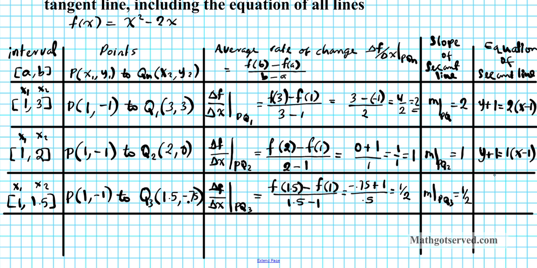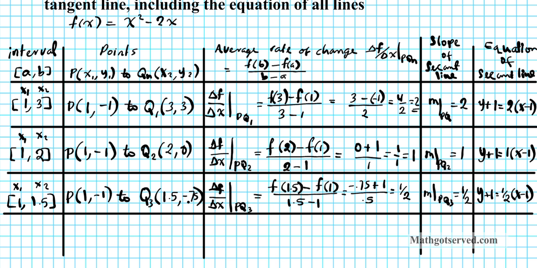So what's the equation of our secant line going to be? y minus y1, which is minus negative 1, becomes y plus 1, equals the slope, which is 1/2, times x minus 1. Okay, 3 down, 1 more to go. Notice we're getting close to 1. As the x2s are getting closer and closer to x1, notice what's happening with the slope. It's dropping: we have 2, 1, 1/2. Let's get a little bit closer to x1 and see what happens.